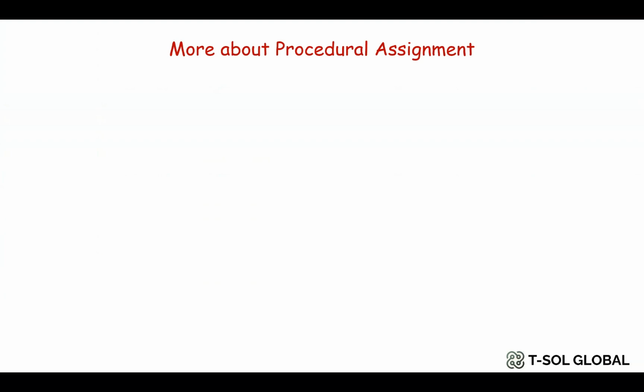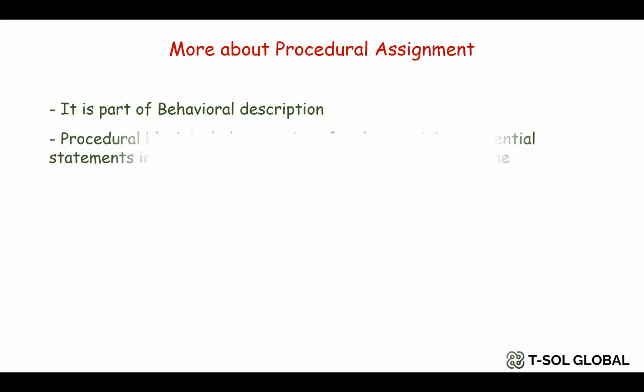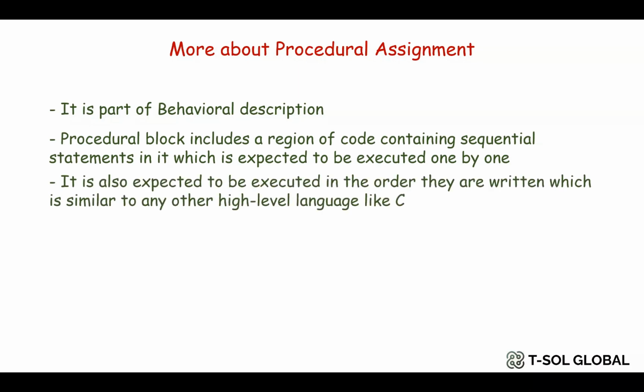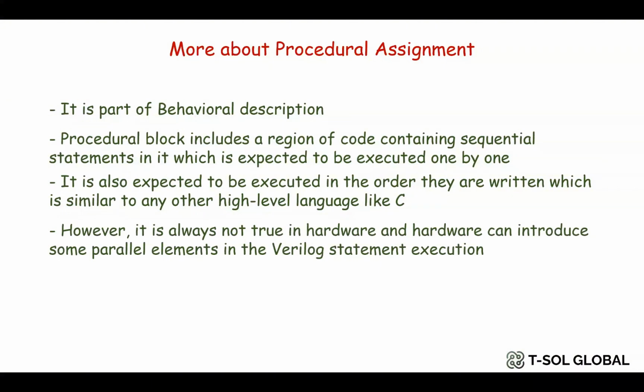In the second part of the Introduction to Verilog video, we talked about the procedural assignment. In this video, we will put more light on it. So procedural assignment is part of behavioral description. Generally, a procedural block has a region of code which consists of sequential statements which are expected to be executed one by one and in the order that they are written. This is similar to a high-level programming language like C. So this is basically the case of software implementation, but in hardware implementations, things can operate in parallel.